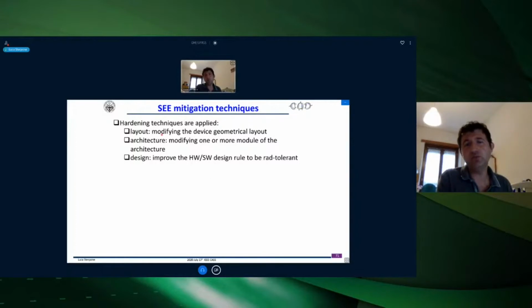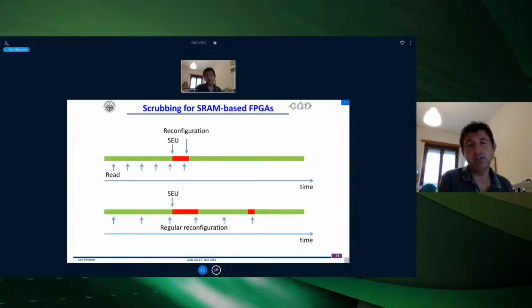So what we need to do is act on layout, architecture, and design. But what we will address here is architecture and design, because layout is a technique for rad-hard FPGA or rad-hard technology. So first of all, we need to consider that scrubbing is a must. So we need to apply scrubbing.